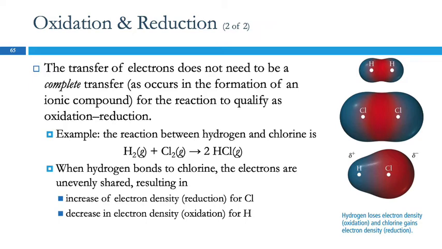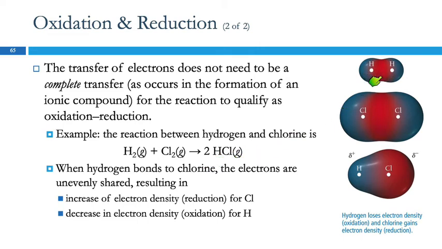So to make things a little more interesting, the transfer of electrons does not have to be a complete transfer, as in, completely transferring an electron from one to another, forming ions. We can just have a partial transfer, meaning you went from equal sharing of electrons to now it's unequal sharing of electrons. So the reaction of hydrogen and chlorine is going to make this gas, it's hydrogen monochloride.